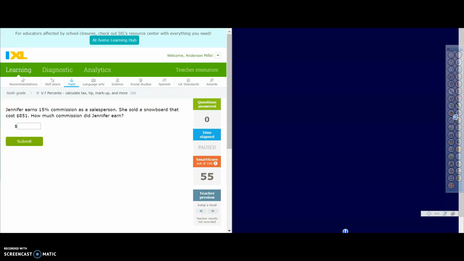So we're just asking ourselves, what is 15% of 851? We know that to find percent of a number, all we need to do is change forms, change 15% to a decimal. Now to go from percent to decimal, we need to move our decimal 2 times to the left. So we get 0.15. And now we just multiply this decimal form times the price.